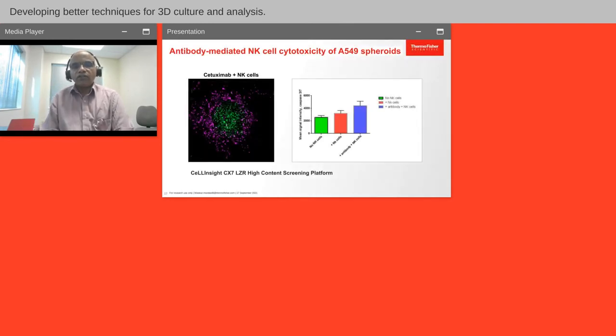Here, using our CellInsight CX7 laser high content screening platform, you can actually quantitate these apoptotic cell populations very easily. And as you can see here, as shown in the previous slide, you can see increase in apoptotic cell population as we go from no NK cells to plus NK cells, and also when we use antibody plus NK cells, there is even more increase in apoptotic cell population as measured by caspase reagent.